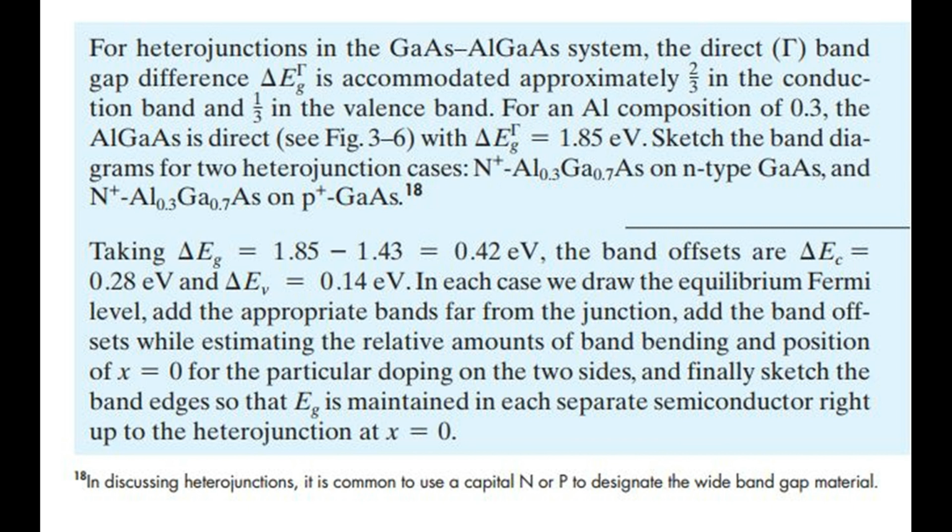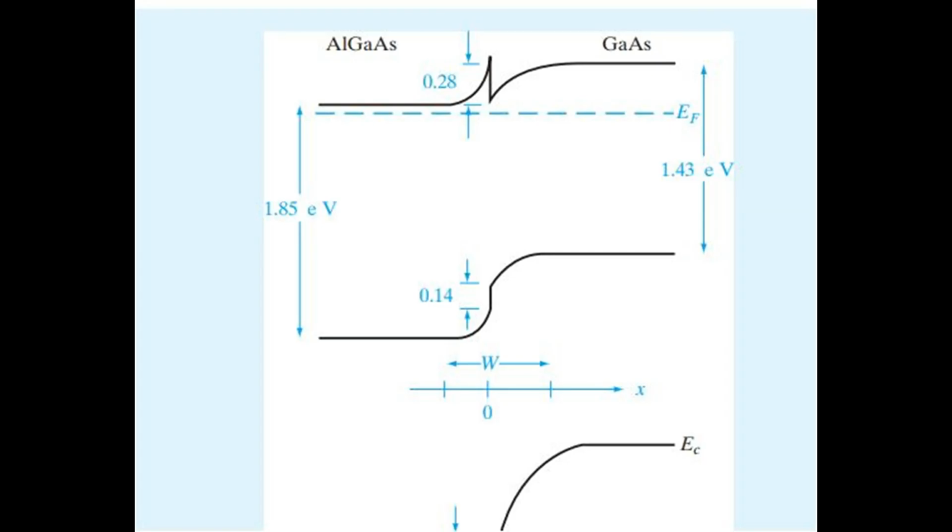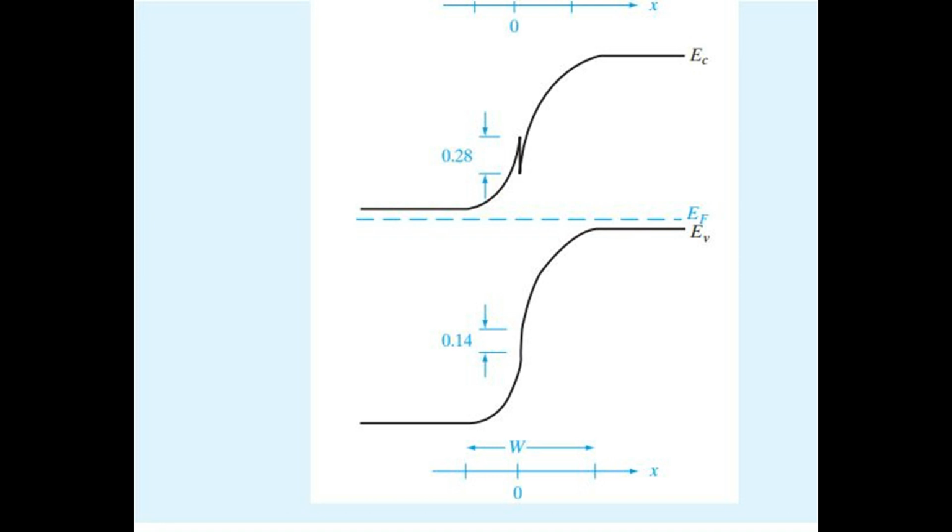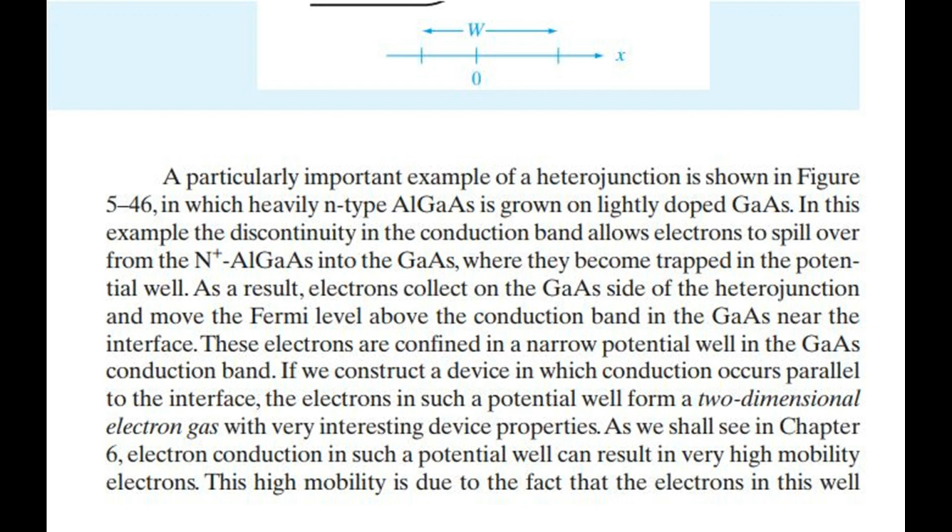In each case we draw the equilibrium Fermi level, add the appropriate bands far from the junction, add the band offsets while estimating the relative amounts of band bending and position of x equals 0 for the particular doping on the two sides, and finally sketch the band edges so that EG is maintained in each separate semiconductor right up to the heterojunction at x equals 0.